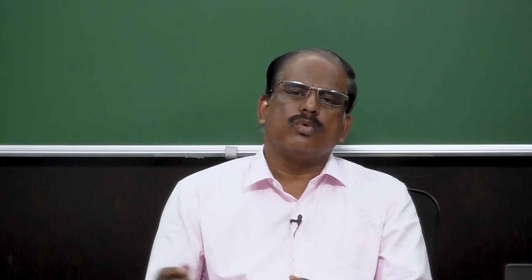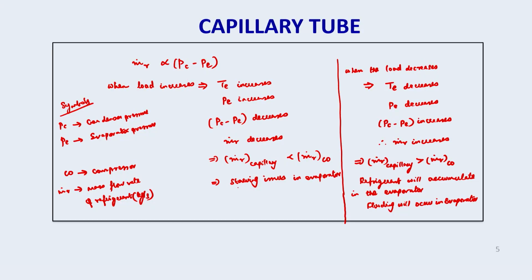So, neither of these two operating conditions is technically feasible. There should be a balance point so that the correct amount of refrigerant is supplied by the capillary to the evaporator, which could be drawn by the compressor. Okay, so in this case, this is starving, this is flooding. Let me write flooding issues.